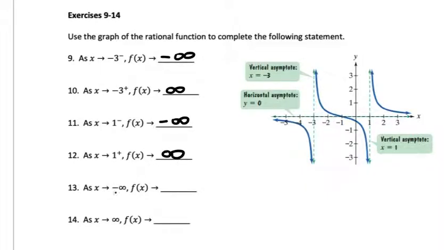As x approaches negative infinity, so we're looking out here in this direction, what's happening with the graph? Well, the graph is getting closer and closer to the x-axis, which would be 0 for the function value. And as x approaches positive infinity, f of x approaches 0, because out here, this part of the graph is just going to get closer and closer to 0.